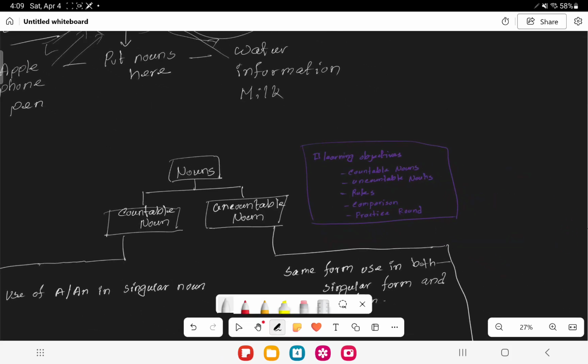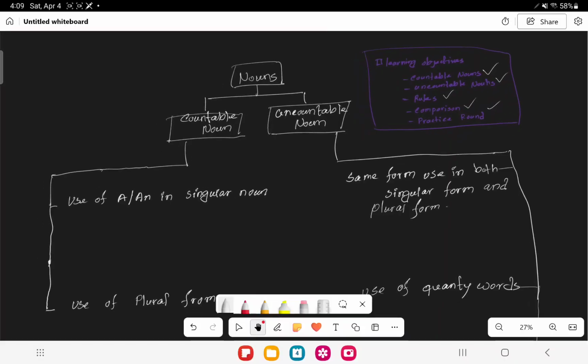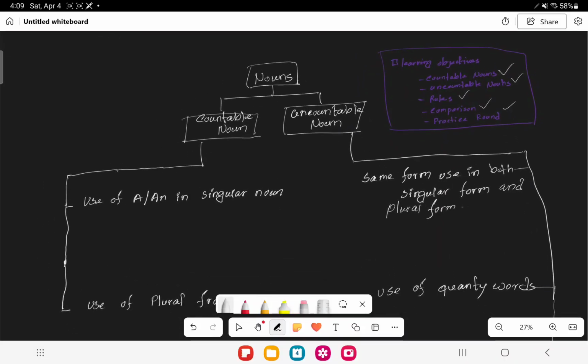So in this class, our objective is to understand countable nouns and uncountable nouns. There are some rules we are going to cover in this class, then a comparison between countable nouns and uncountable nouns, and lastly we're going to have a practice round. So nouns, we divide them into countable noun and uncountable noun. What does it mean? We divide the nouns into those which we can count and those which we cannot count.